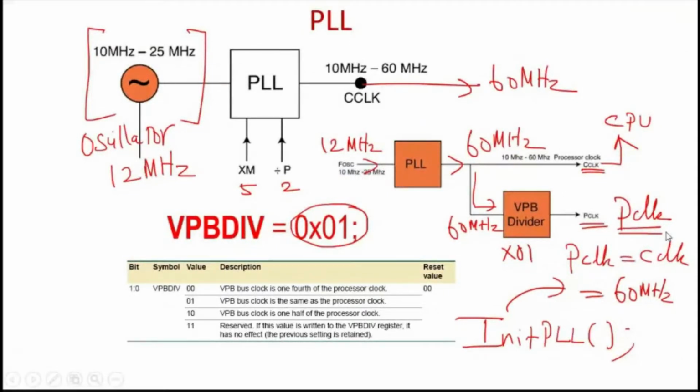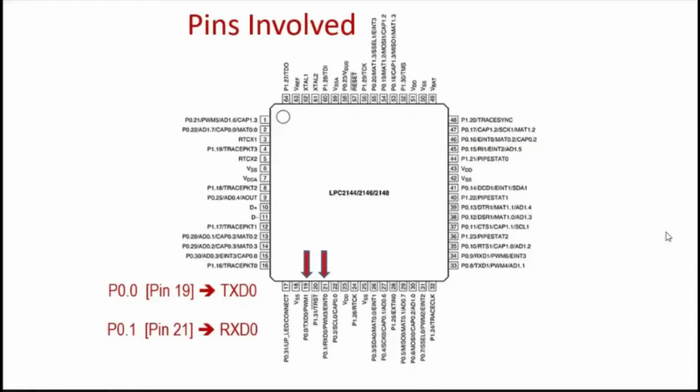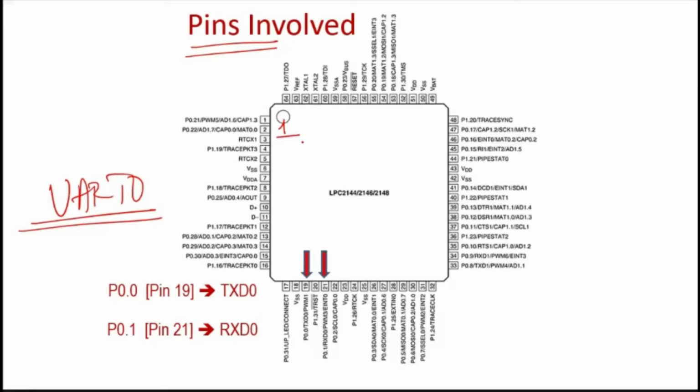So that is something that we discussed in the previous class. Second thing, what are the pins involved in the UART communication? For UART 0, pin number 19 and 21. So always pin number starts from 1 from the left side. In the end at 16 here, it starts from 17, it's end at 32. It again starts from 33, end at 48. It starts from 49 and end at 64. So it is a 64 pin IC.